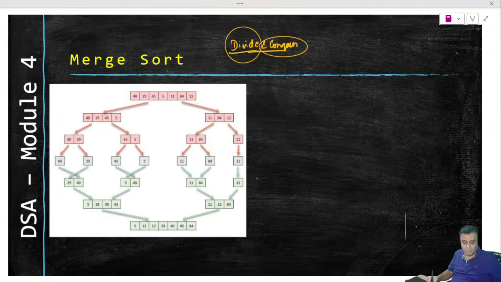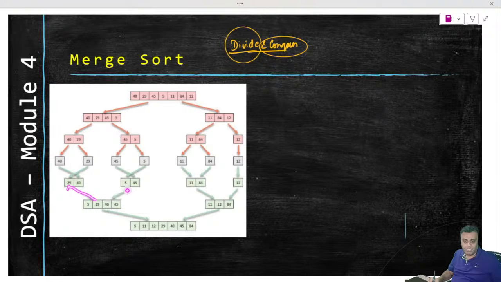In the conquer phase, we will merge the arrays by sorting them into this new array. This is a new array. In this new array, we will take these elements and put them such that they are sorted. Remember, we have to sort and put into a new array.